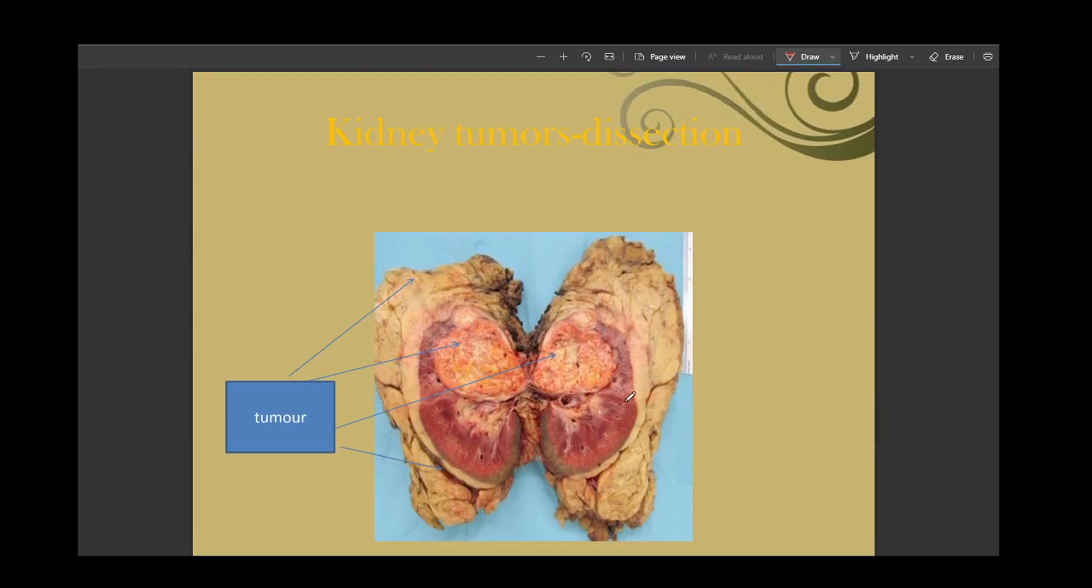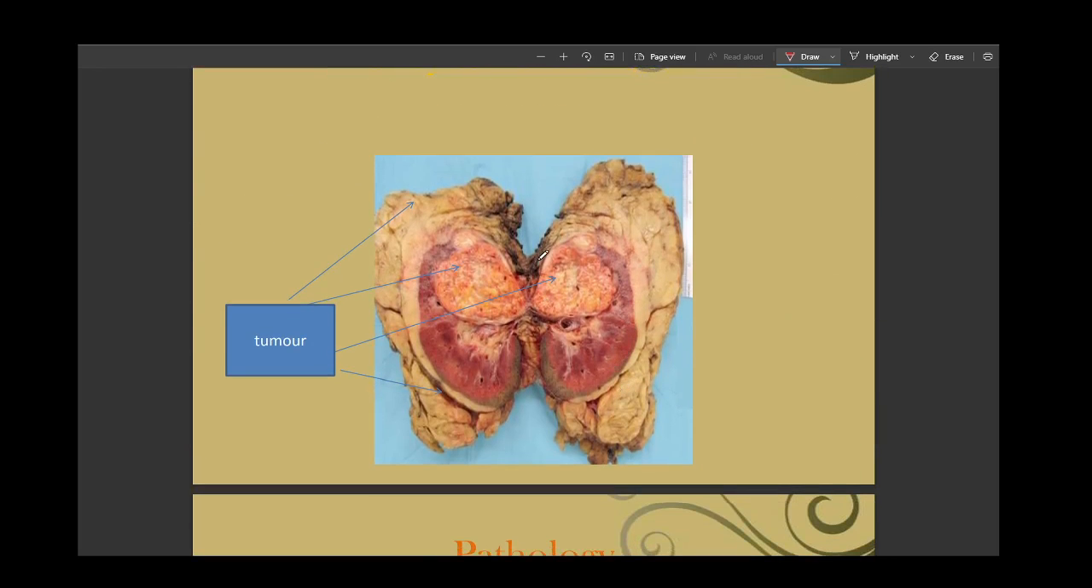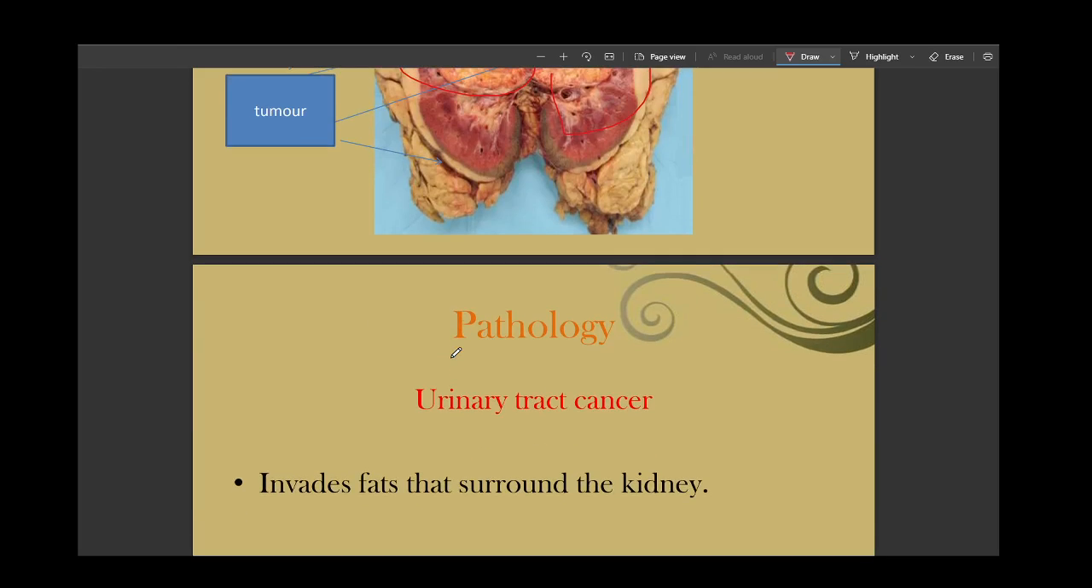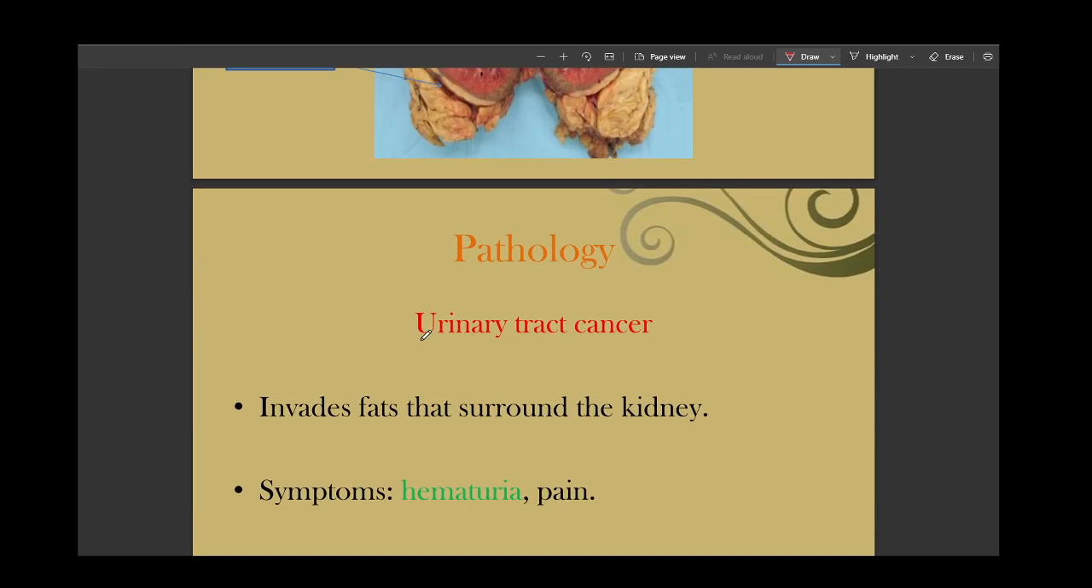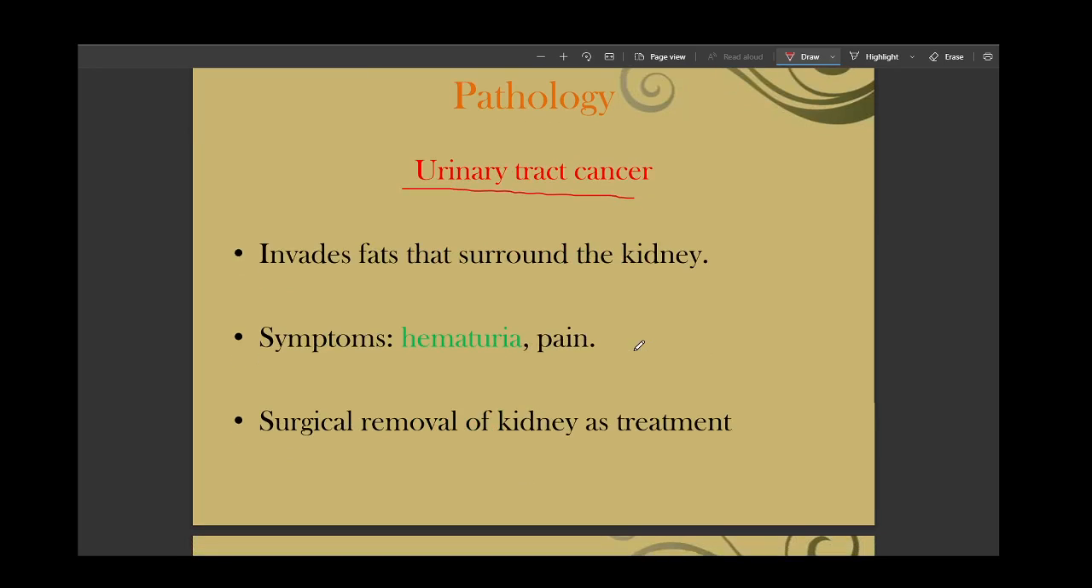And kidney tumors: basically, these are the tumors being formed. There's also cancer of the urinary tract. It involves the fats around the kidneys. There are three layers around the kidneys, and the last one is all fats. Its symptoms are hematuria and pain, and the surgical removal of the kidney is the treatment.